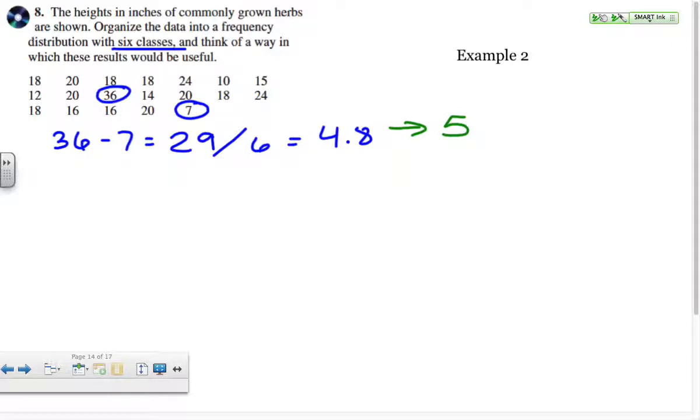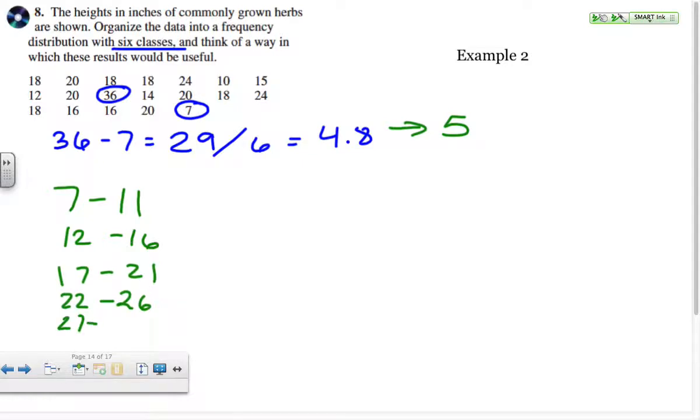If I start with 7 and add 5, I'm going to end up with 12, but that is one too many. 7, 8, 9, 10, 11, 12 is actually a width of 6, and I don't want a width of 6. So I need to subtract 1 from that. So 5 minus 1 is 4. So we're going to go 7 to 11, 12 to 16, 17 to 21, 22 to 26, 27 to 31, and then 32 to 36. So this is my 6 classes.